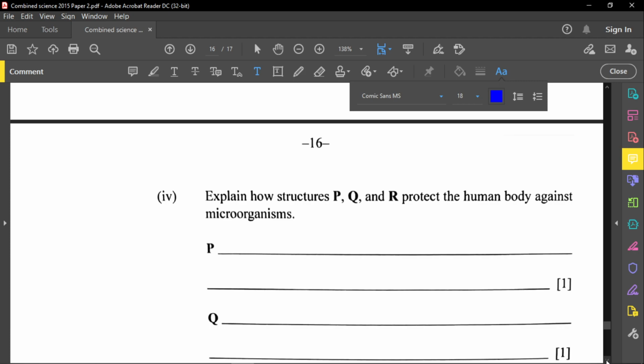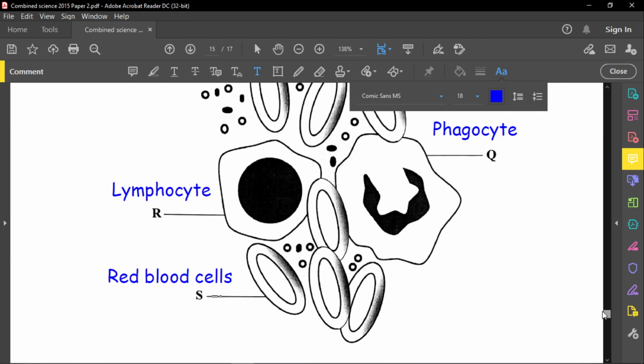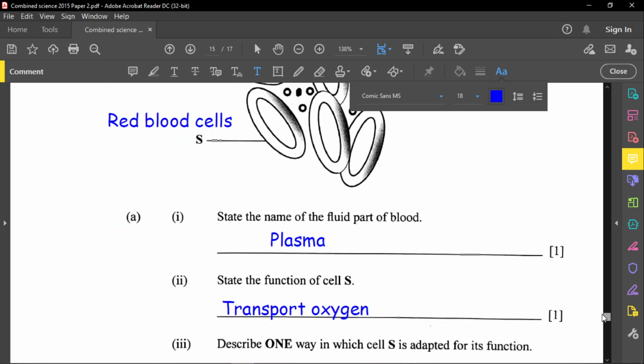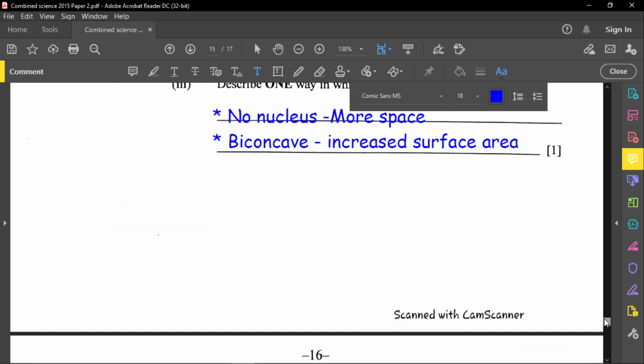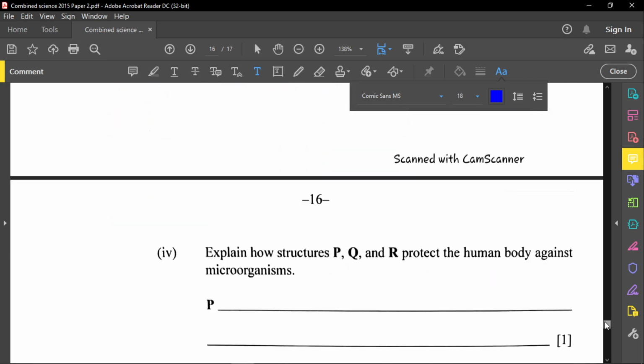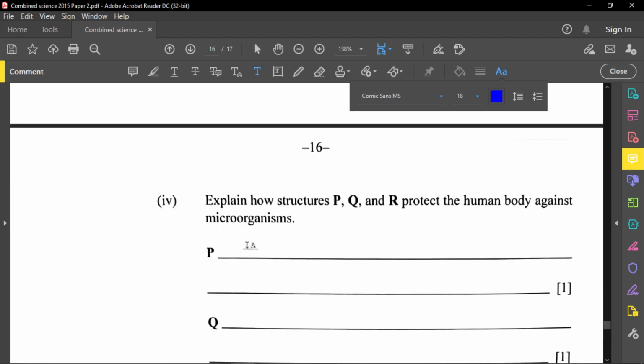Explain how structures P, Q, and R protect the human body against microorganisms. Let's talk about what P is first. P is the platelets. And platelets are really a secondary defense, I would say, because they do not fight the microorganisms directly, but they do something that is very important. Platelets are responsible for clotting the blood. So what platelets will do is clot the blood.